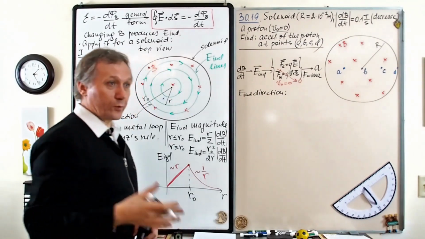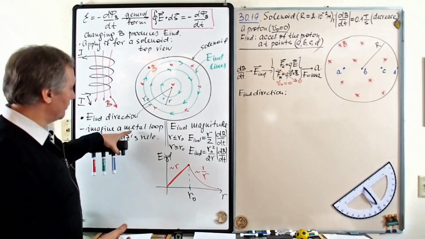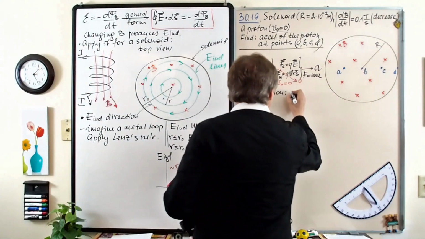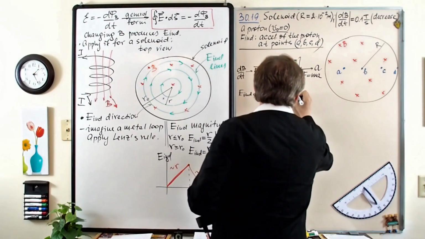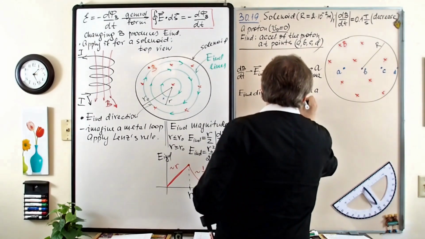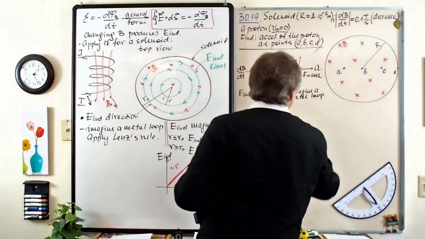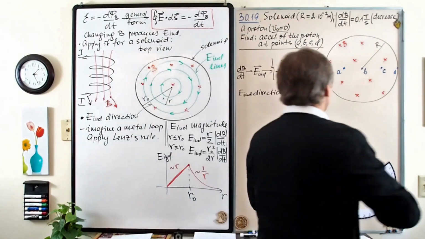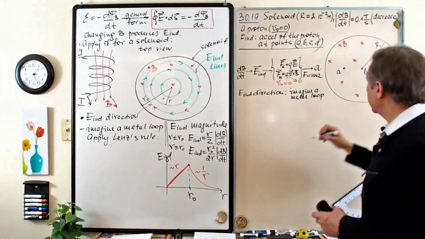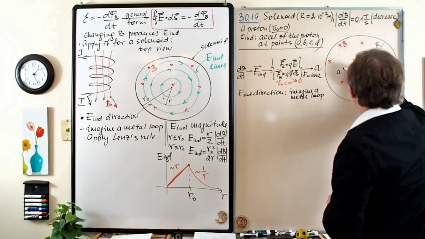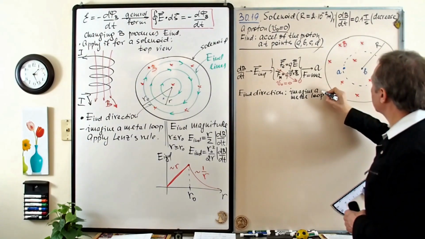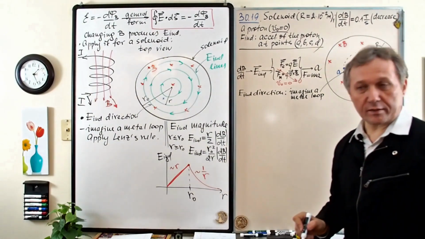So what do we have to do? First, imagine a conducting loop, right? And apply Lenz's rule, right? Let me write: imagine a metal loop. I will probably imagine it over here with dashed lines. So this will be my imaginary conducting loop. Let me show that this is my imaginary conducting loop, right?